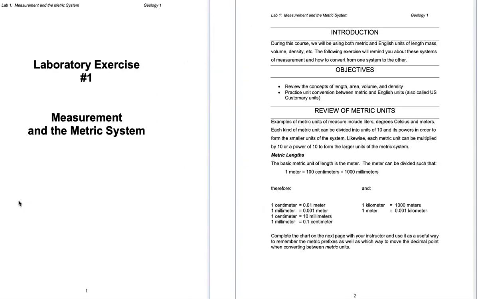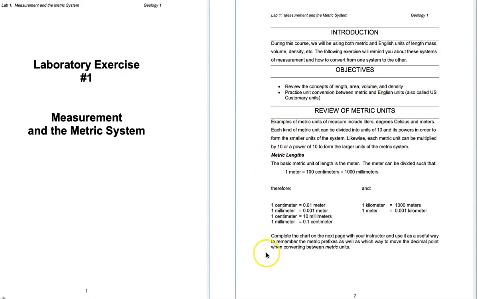Laboratory 1 is about measurement and the metric system. And there's an introduction here on page 2. The objectives are for you to review the concepts of length, area, volume, and density, and also to practice unit conversions between metric and English units.